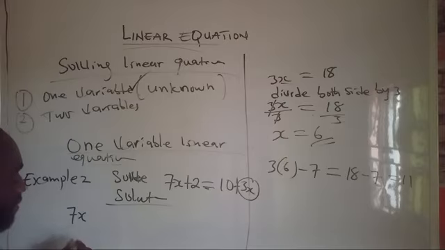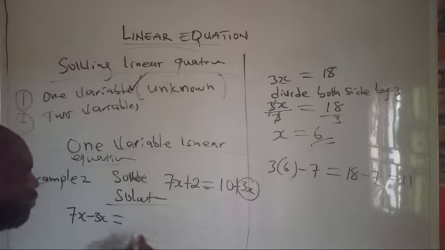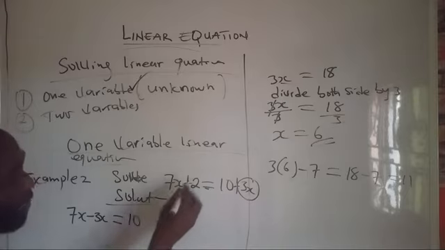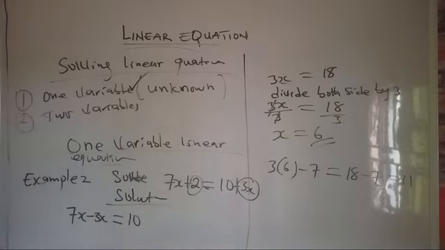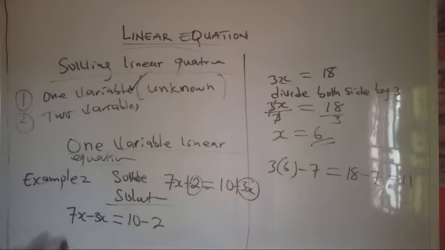The sign was plus, it will change to minus. So that is minus 3x is equal to, and here the right hand side of the equation, we are having 10, and we are moving the 2 to go to the other side. That will give us 2 minus 2 as well. So 7 minus 3 gives us 4x, and 10 minus 2 gives us 8.